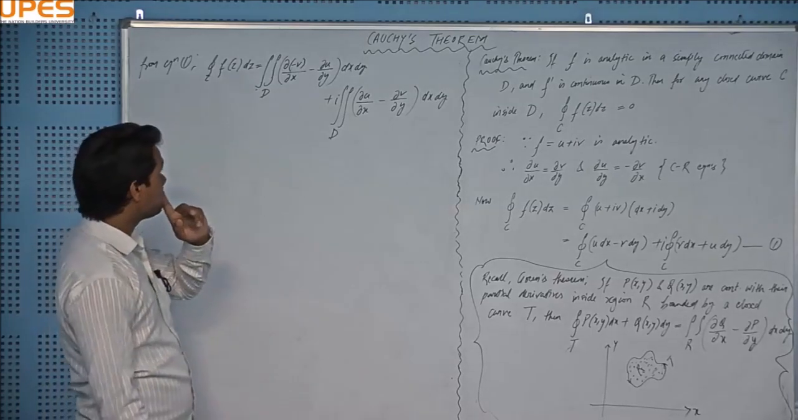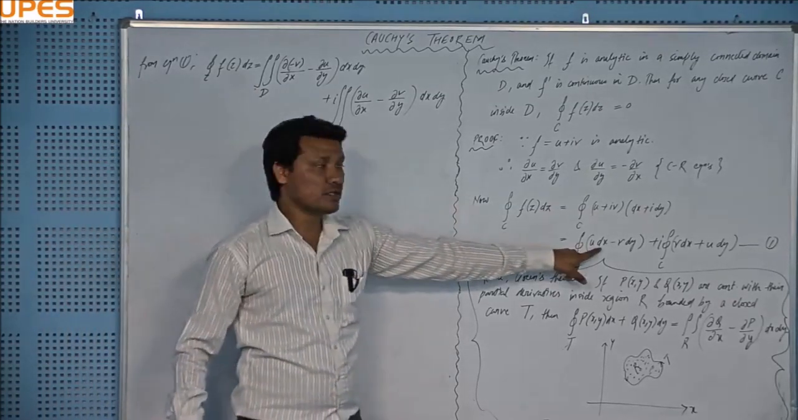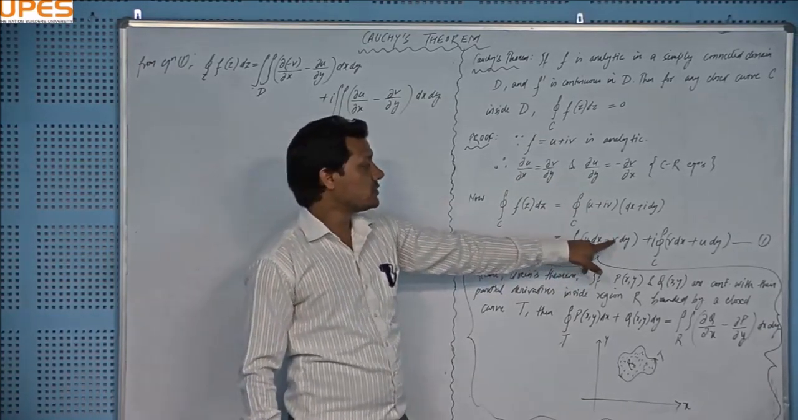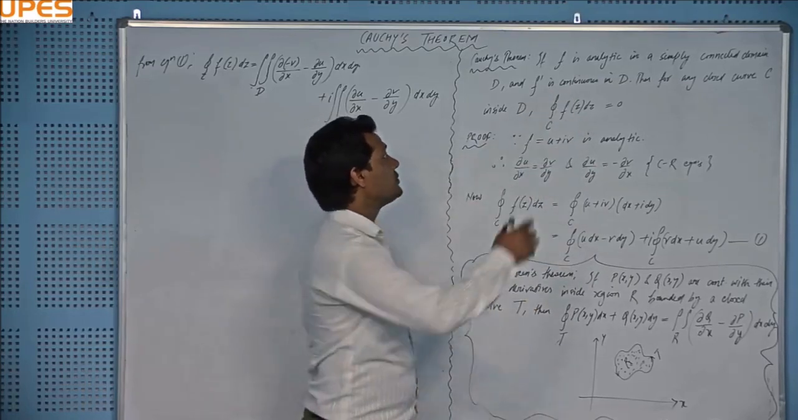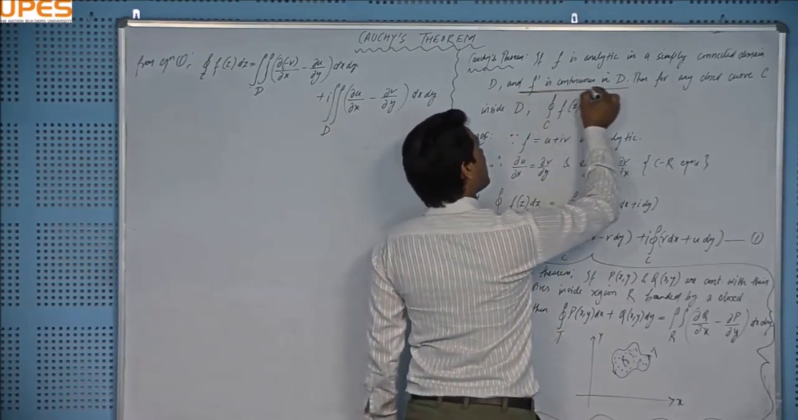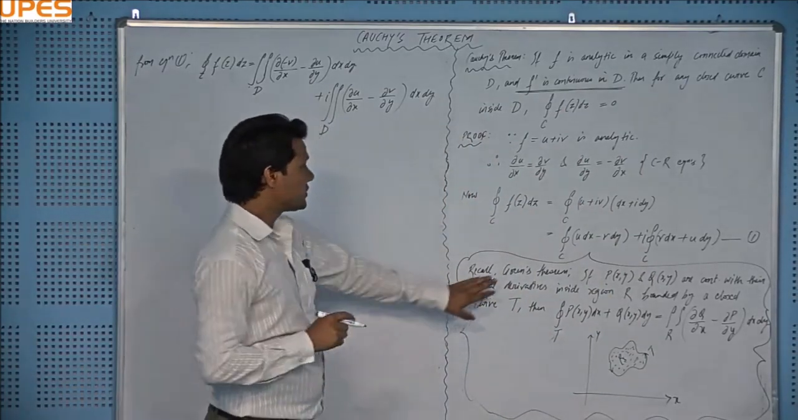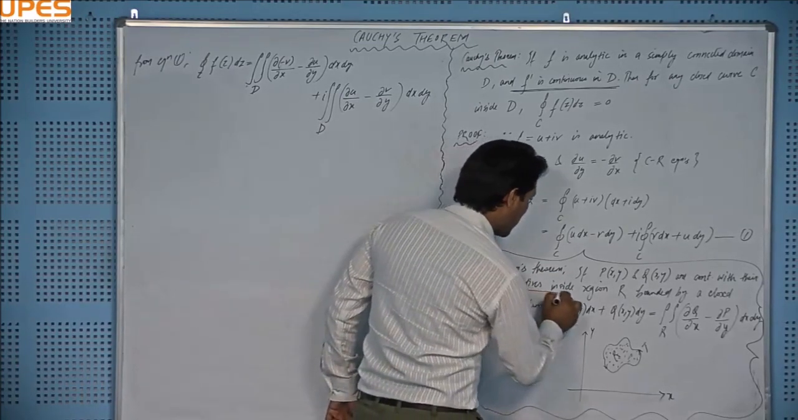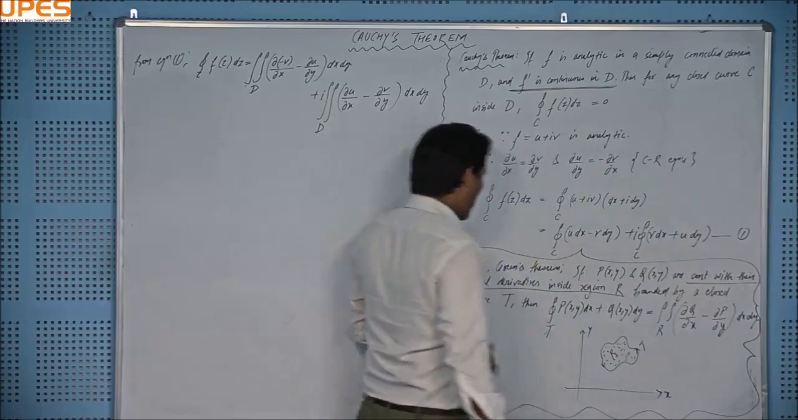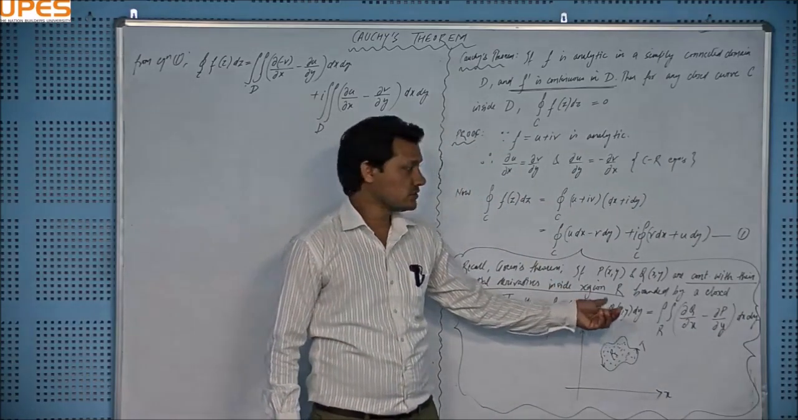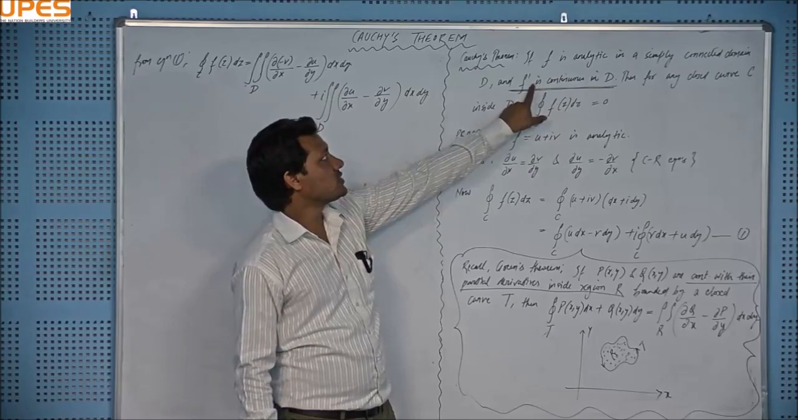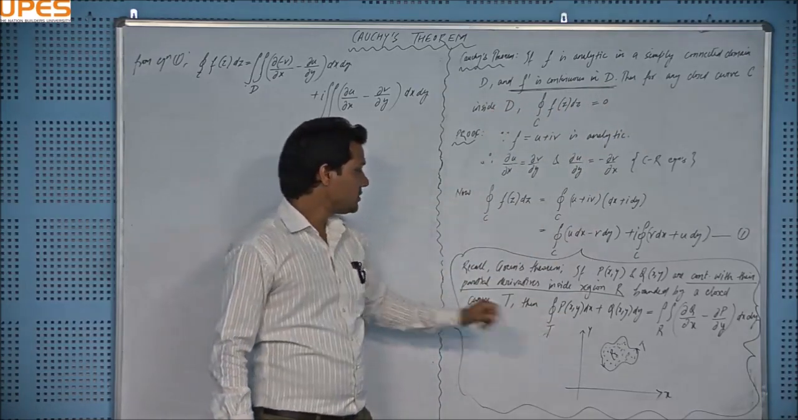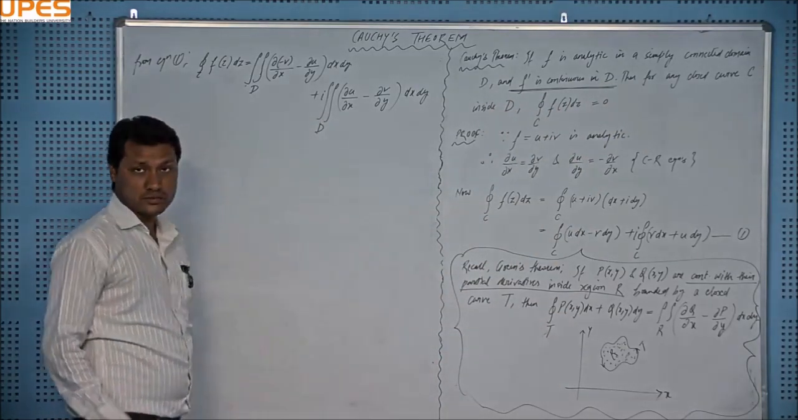One more thing: I can only use Green's theorem here because it is given that u and v are continuous and their derivatives are continuous, meaning f dash is assumed continuous. Due to this condition I was able to use Green's theorem, because the Green's theorem statement says that the partial derivatives inside the region must be continuous. That is essentially the hypothesis of Cauchy's theorem, that f dash should be continuous in G. That's why I am able to use Green's theorem in my equation number 1.